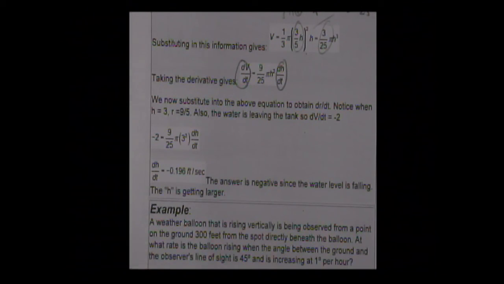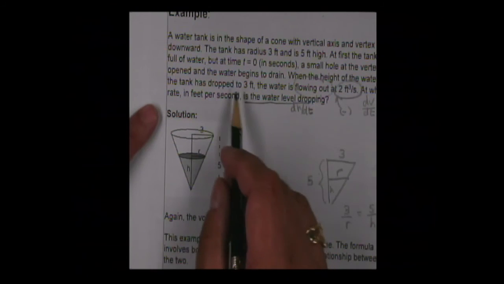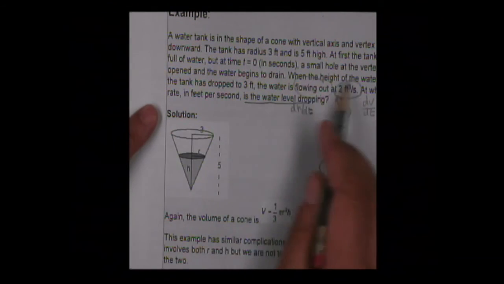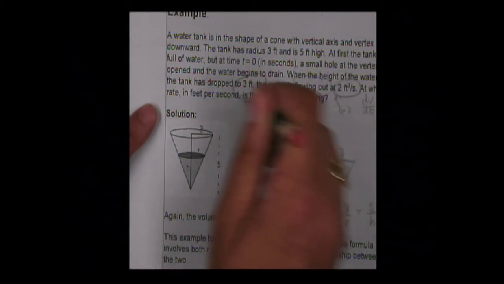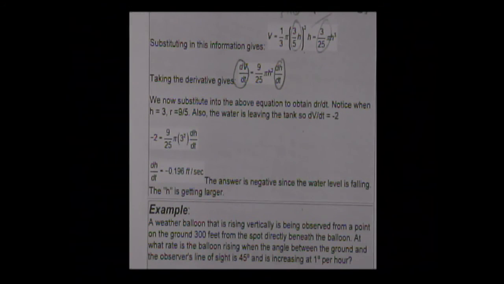There it is. I go back to the problem. It says, when the height of the water in the tank has dropped to 3 feet, so they actually did give me the height, didn't they? They did give me the h to use at the instant that I'm looking at.